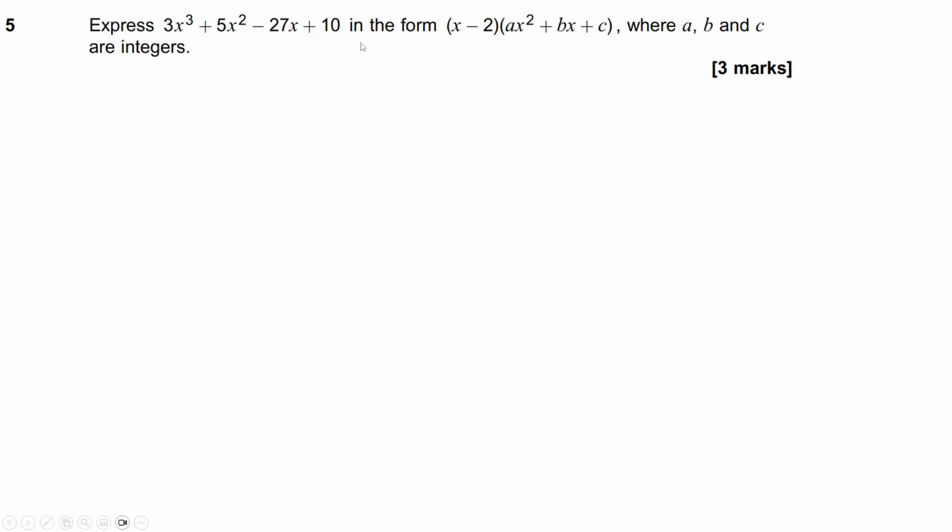You can use synthetic division here. It's best not to, because you can do it in a quicker and smarter way. Here, the only way to get an x cubed is to multiply this by that. So you have ax cubed. You can see very clearly that a has to be 3.